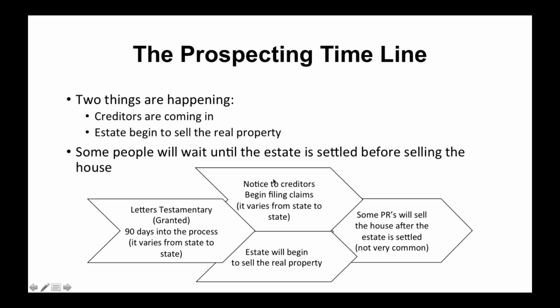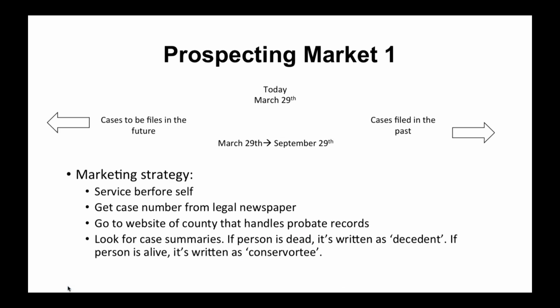As soon as the notice to creditors happens, we see the property gets listed. So as soon as you see this notice, this is what we're looking for. It moves through the court system. In most cases, it takes 90 days to get to the point where they have authority to sell the house. Doesn't mean it's going to get done then. It may take them 30 days to get it on the market.